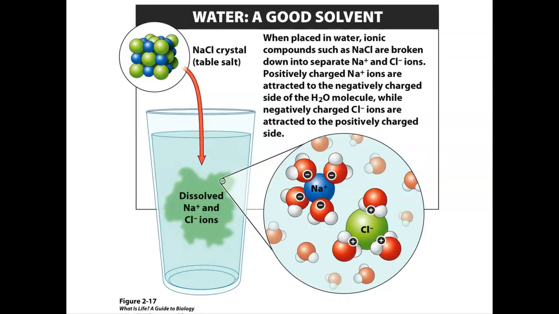Water is going to be a good solvent. And so when placed in water, ionic compounds such as salt are going to be broken down and separated into their separate sodium and chlorine ions. Positively charged sodium ions are going to be attracted to the negatively charged part of the water molecule, while the negatively charged chlorines are going to be attracted to the positively charged side of those. And of course, those are going to be the hydrogens that are the positives.